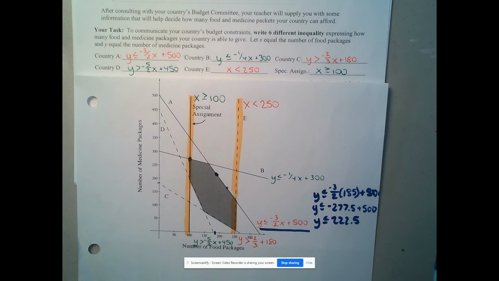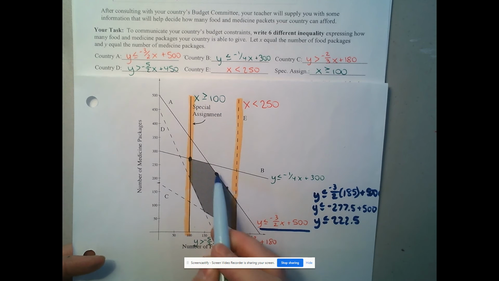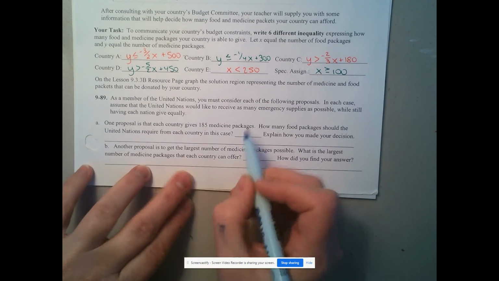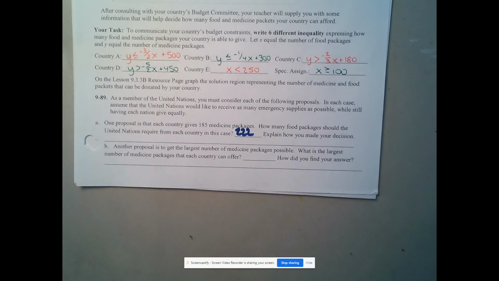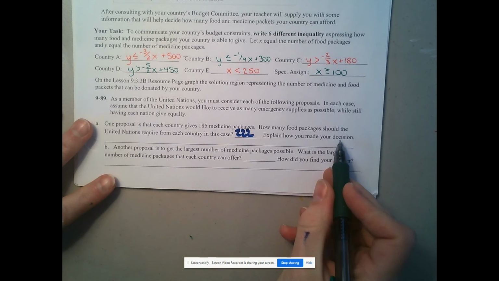222.5. So when we answer the question, what can every country afford to give equally, where it says y is less than or equal to 222.5, that country, which is sort of the important cutoff at the 185 x mark, can afford to give less than or equal to 222.5. So we would probably say 222 is reasonable. You could pick a number less than that if you didn't want to make it hard on that country. But we could explain how you made your decision.